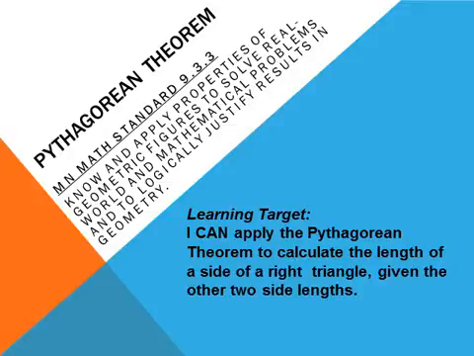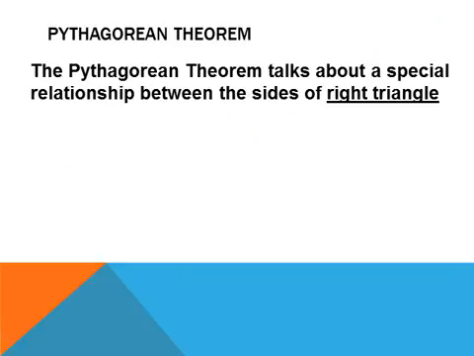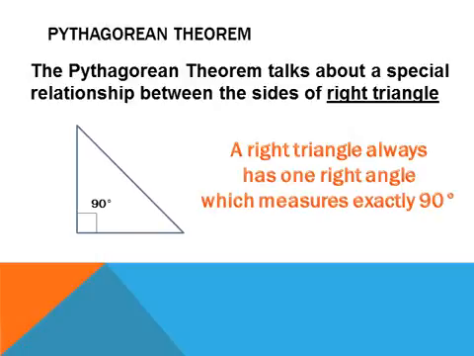But first, let's review. The Pythagorean theorem only deals with right triangles. Here's a picture of one. A right triangle always has one right angle which measures exactly 90 degrees. So remember that, right angle equals 90 degrees. A right angle is denoted with that little box you see in the corner.